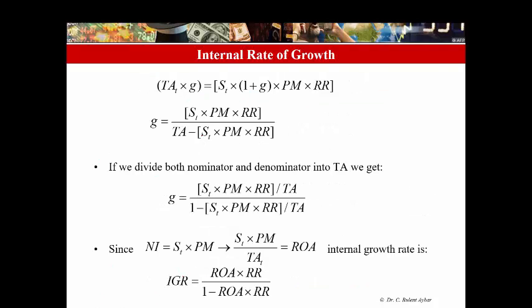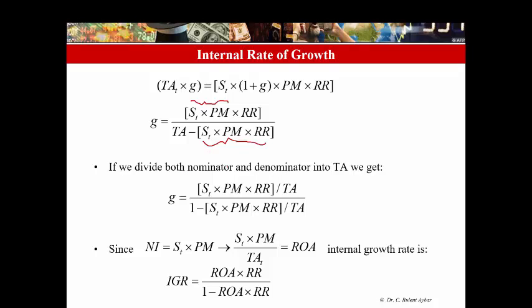And in the next slide, here we have a solution for G. So G is equal to sales times profit margin, which is equal to, actually this part is equal to net income, times retention ratio. That means this is equal to retained earnings. And on the denominator, we have total assets at time t minus, again, retained earnings.